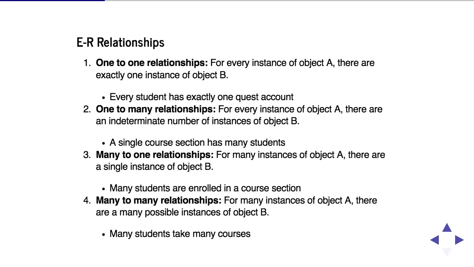There could also be one-to-one relationships or one-to-many relationships. An instance of one-to-one is every student has their own Quest ID account. One-to-many is every course section has many students. And many-to-one is many students enrolled in a single course section. And many means many instances of one object result in an indeterminate number of instances of another object.